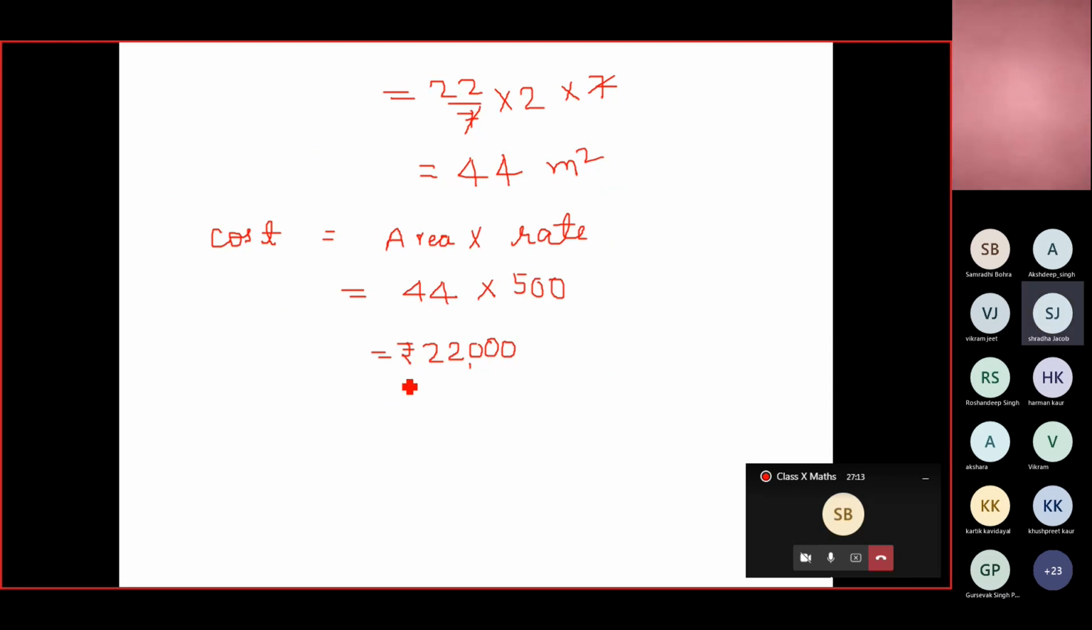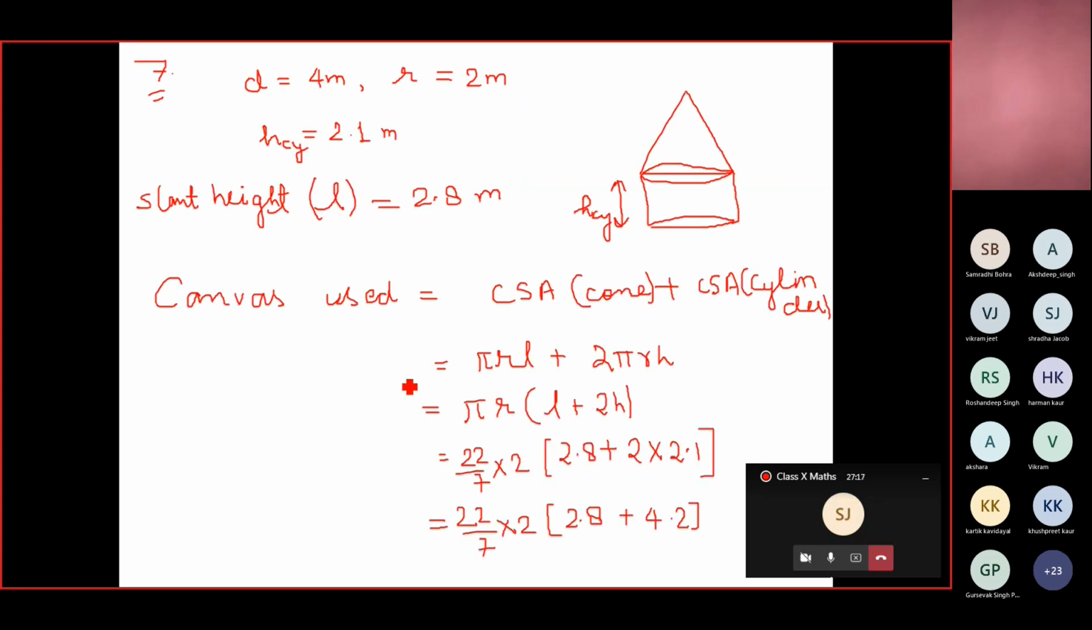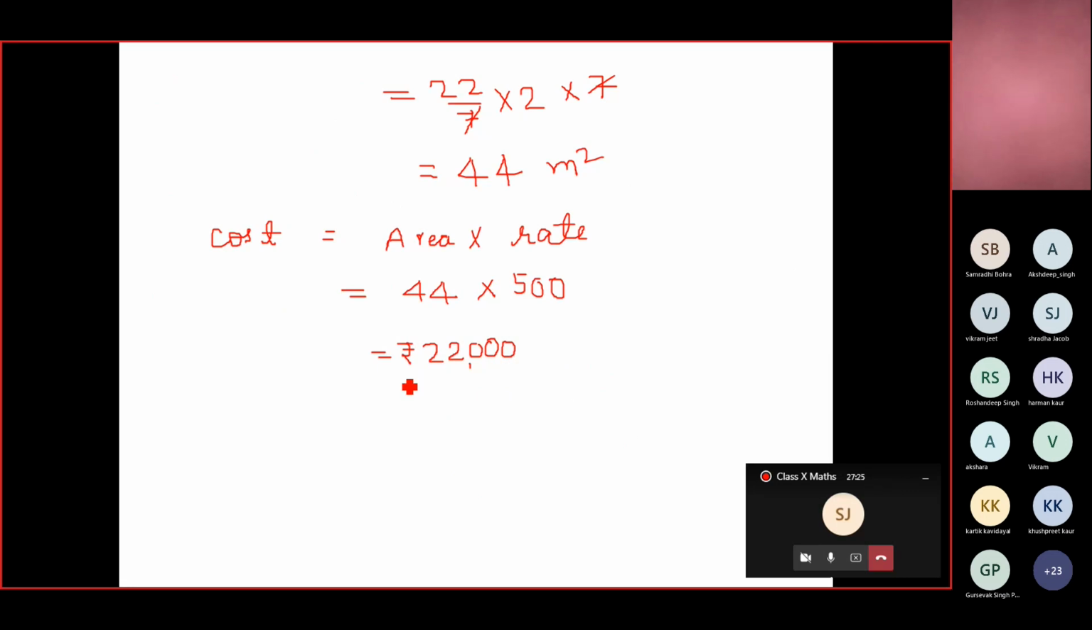Sir, show previous page. Previous page. This one. Yes, sir. Now next page. Okay, next page. Okay, this one. Done, everybody? Yes, sir. Okay, shall we move on to the next one now? Yes, sir.